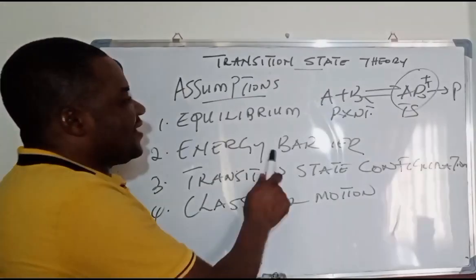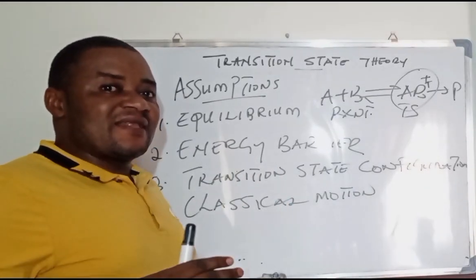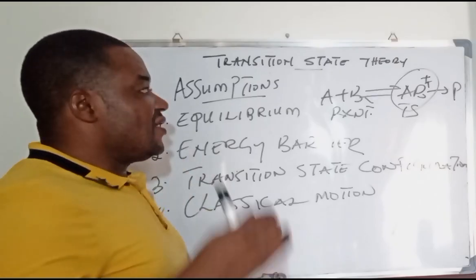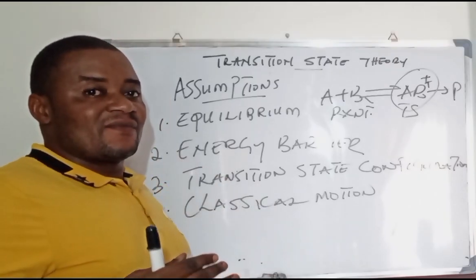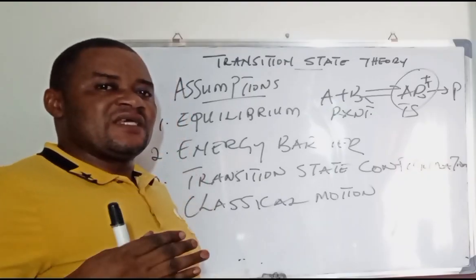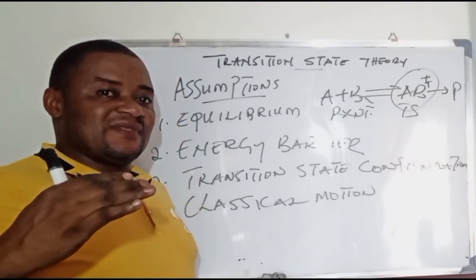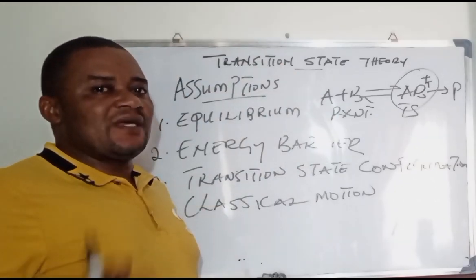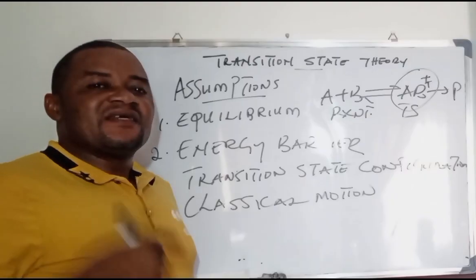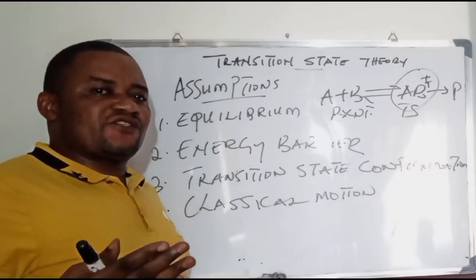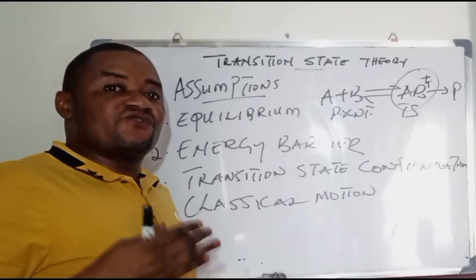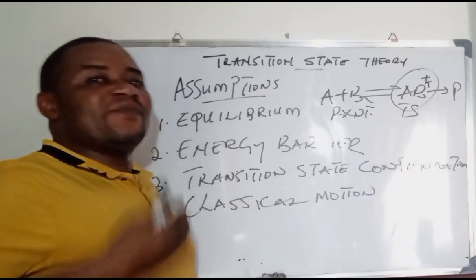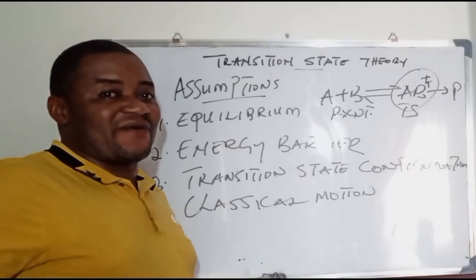Now, the second one is the energy barrier. Just like we said, it believes that there is an energy barrier which you call the activation energy. Now, it believes that there is an energy barrier at the transition state, which is the highest energy that the reactant must overcome in order to do what? To get the products. And that is why we had mentioned earlier that the rate of reaction depends seriously upon the concentration of the reactant that will do what? Will be able to overcome the transition state, the energy barrier.